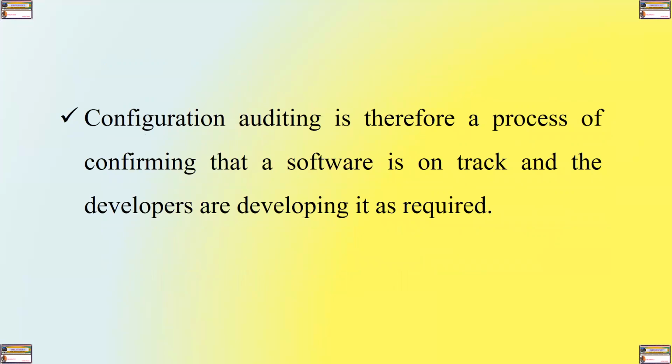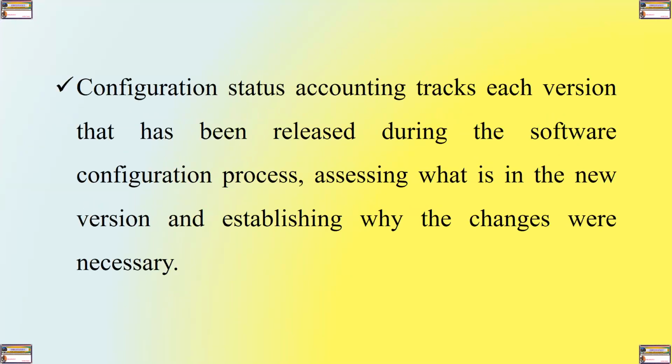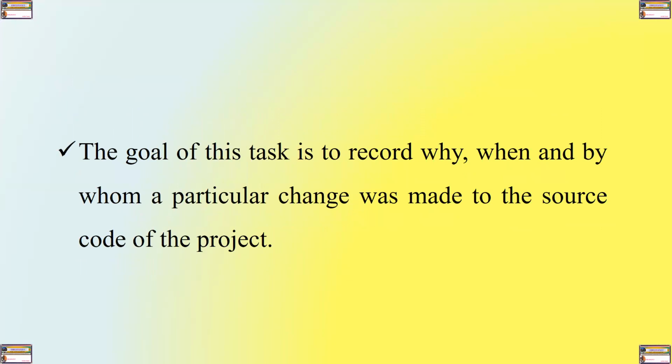Configuration auditing is therefore a process of confirming that the software is on track and the developers are developing that software as required. The configuration status accounting, on the other hand, tracks each version that has been released during the software configuration process, assessing what is in the new version and establishing why the changes were necessary. The goal of this task is to record why, when, and by whom a particular change was made to the source code of the project.